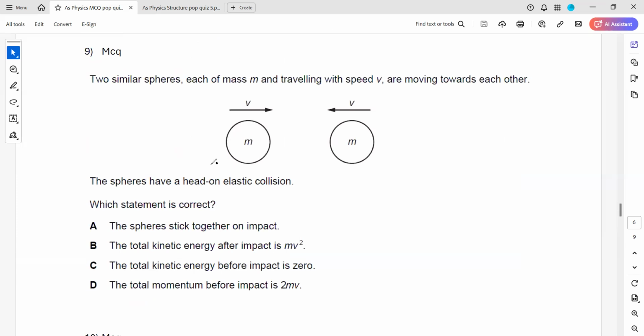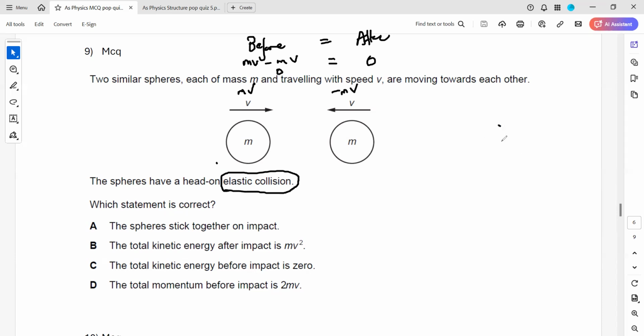Look, it should follow the conservation of momentum, the total momentum before must be equal to the total momentum after. Or the kinetic energy before should be equal to the kinetic energy after, because they mention it is an elastic collision. If we talk about the momentum, what is the momentum of this one? It will be mv. What is the momentum of this one? It will be minus mv, because it is in the opposite direction. So what is the total momentum before? The total momentum before is 0. So the total momentum after should also be 0.